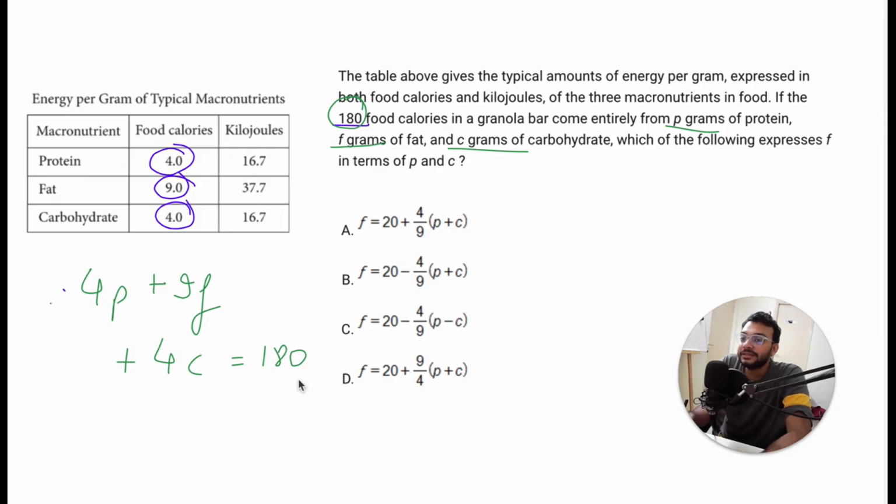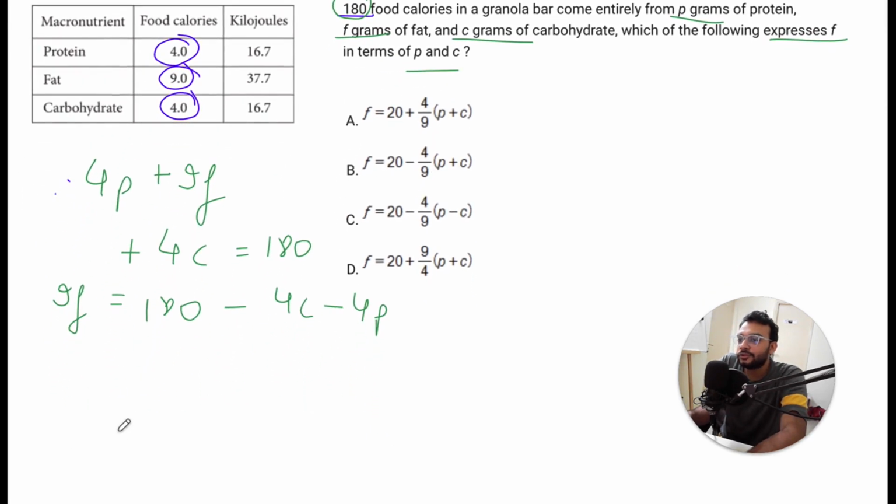Now we need to represent F in terms of P and C, like they've written. Express F in terms of P and C. Keep F on the left hand side, send everything else to the right hand side. 180 minus 4C minus 4P is equal to 9F. Okay, divide throughout on both sides by 9. You get an F on the left hand side by dividing with the 9.